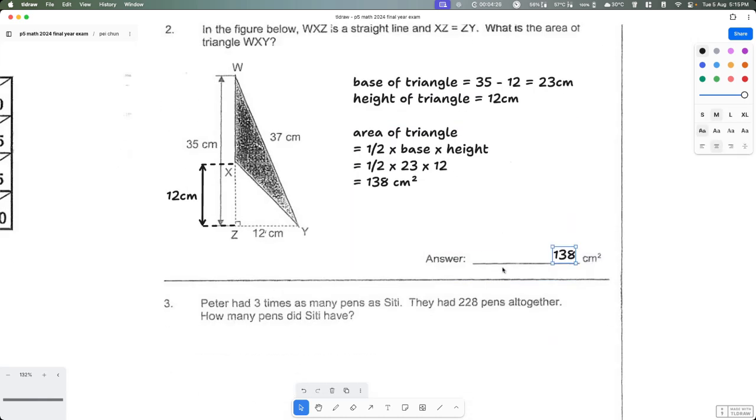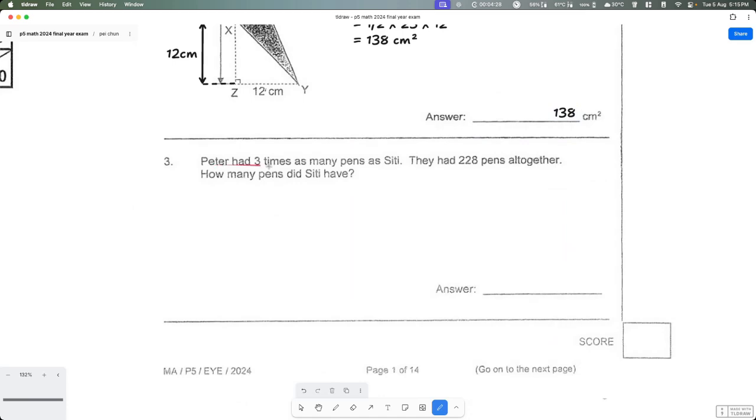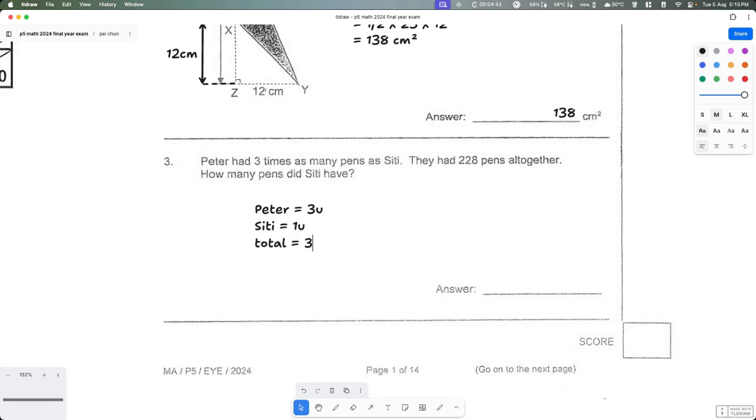Question number 3. Okay, so Peter had 3 times as many pens as Cindy. They had 228 pens altogether. How many pens did Cindy have? So Peter has 3 times, that means 3 units. Cindy has 1 unit. So total is equal to 3 plus 1 equal to 4 units. So 4 units is equal to 228. Then 1 unit is equal to 228 divided by 4.